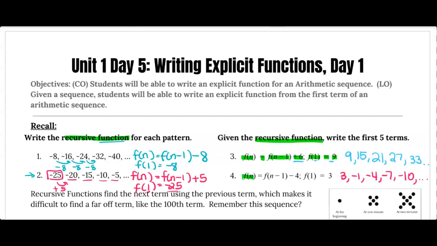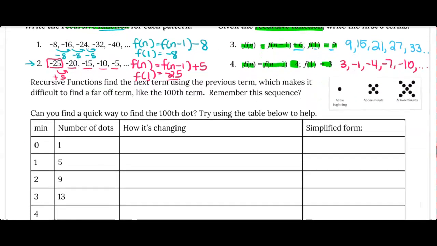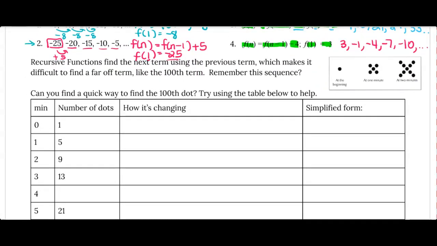For number 4, they told you the next term is the previous term minus 4, with the first term being 3. So your sequence should have been 3, negative 1, negative 4, negative 7, and negative 10. So recursive functions always find the next term using the previous term, which can make it difficult to find a far-off term like the 100th term.